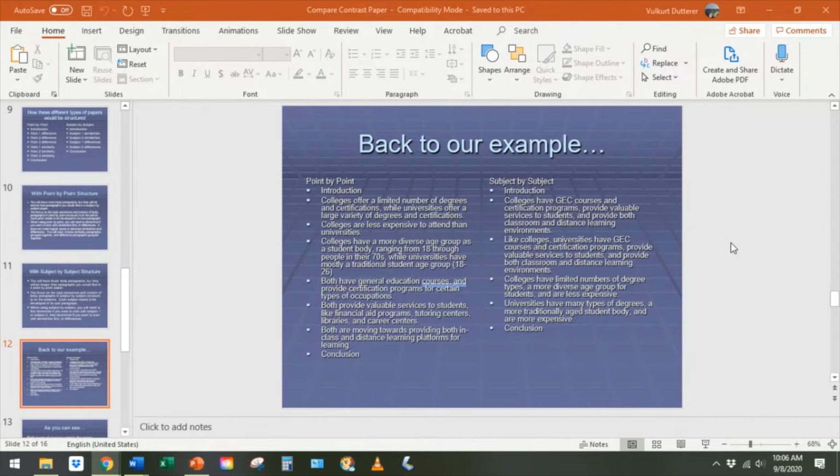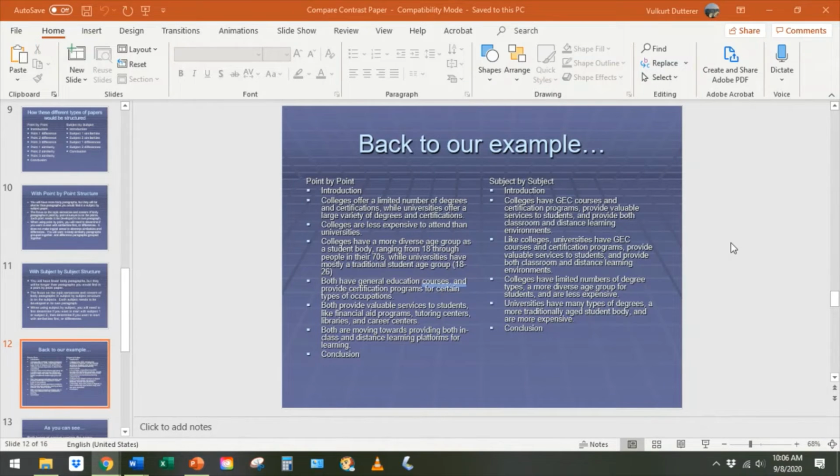And then I would have my conclusion, which restates my thesis and closes my discussion. So as you can see, in each one of those paragraphs, the controlling idea is the point and how my two subjects relate to that point. Okay.